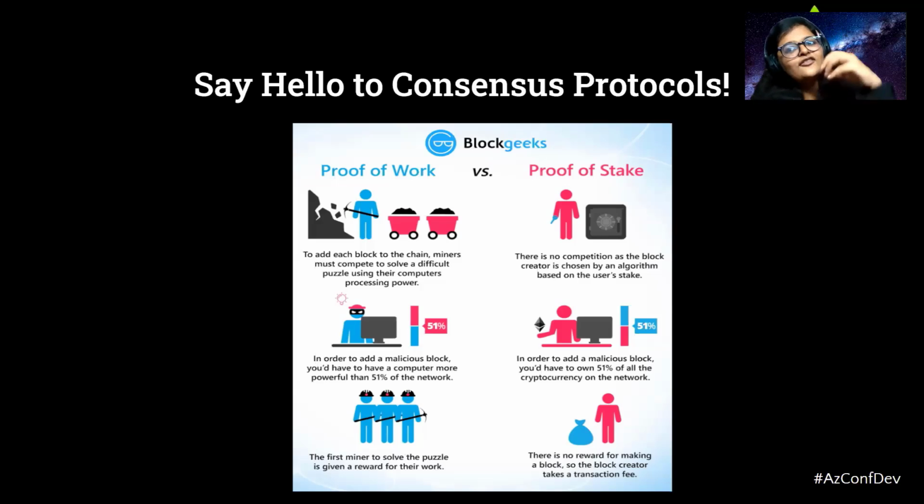And this is the idea of proof of stake, that the more stake you have in an ecosystem, the more you believe in that ecosystem, and the more you will ensure that malicious activities do not take place in the ecosystem. In order to add a malicious block in this ecosystem, you would have to own 51% of all the cryptocurrency on that particular network. That is, you will have to own 51% of the stake in that particular network.